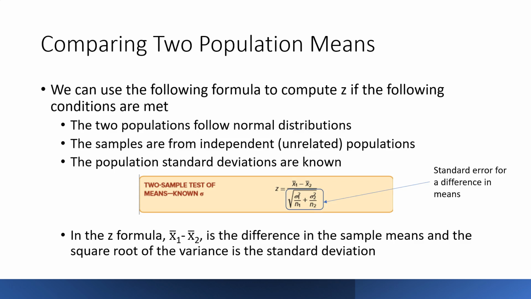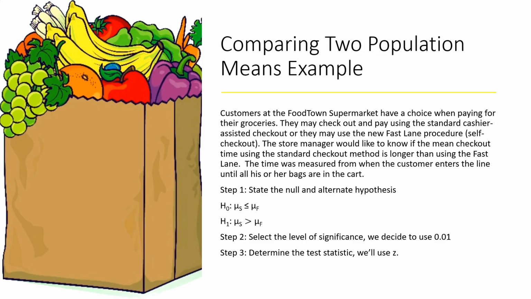The denominator of this portion, I wanted to point out to you, is going to be the value for the standard error for a difference in means. So let's look at an example. Let the mean checkout time for the standard customer be mu sub s, and the mean checkout time for the fast lane be mu sub f.